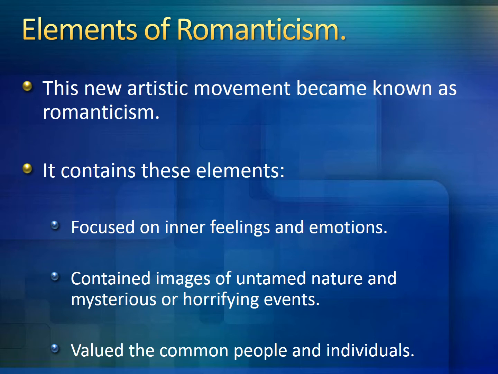So the elements of Romanticism. Like I said, this new artistic movement is going to become known as Romanticism. It's going to contain a couple of elements. It's going to focus on inner feelings and emotions. It's going to contain images of untamed nature, what nature really looks like, and sometimes even mysterious or horrifying events. We'll see some scary stories come about during this time period, and we'll talk about that later in the lesson. And it's also going to value the common people and individuals instead of focusing on politics and government so much, but more so focusing on the common people and the individual.